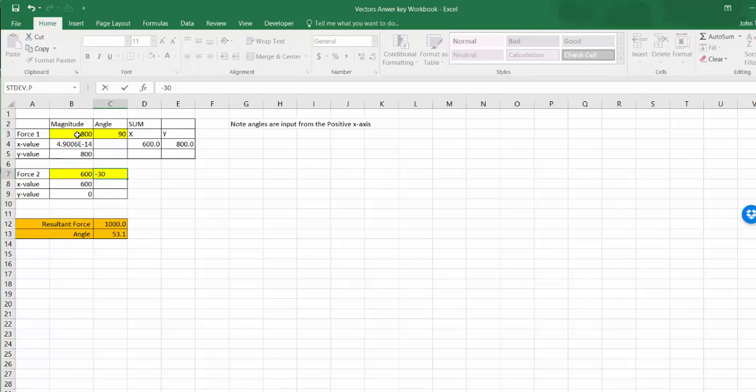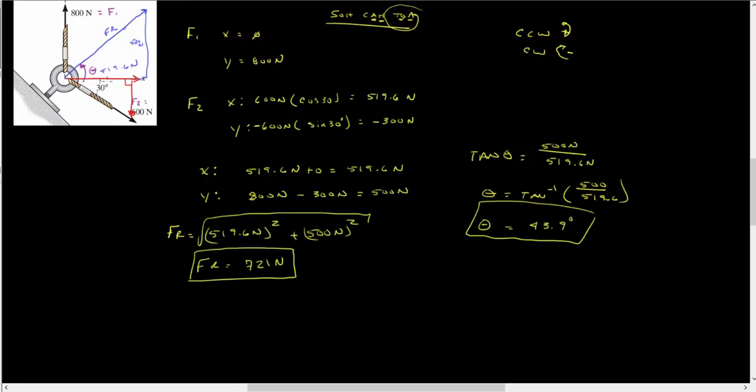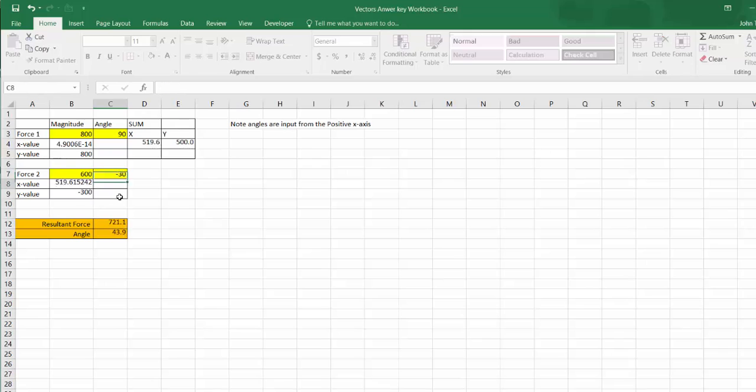Remember, we're going down, so that would be a negative 30. I hit enter, and if you notice, my resultant force came out to 721 newtons, and my angle was 43.9 degrees. So this is kind of a way for me to check my work, plus sometimes I can use it to check quizzes and stuff. Makes life a little easier on me.